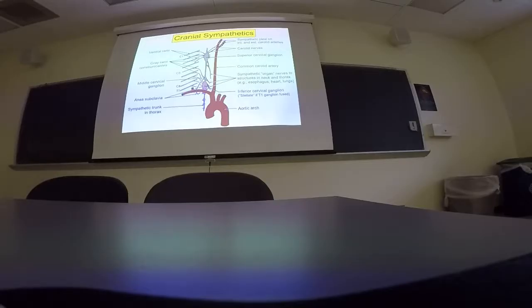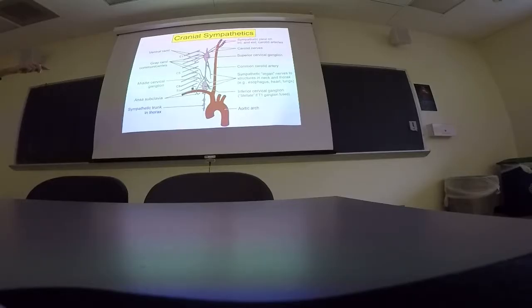So here's a schematic, right? So here in the neck, as we said, you don't really find clear ganglia at each spinal level like you do down in the thorax and abdomen. Rather, there's a big ganglion down here at C8 and T1, known as the inferior cervical ganglion or stellate ganglion, because it looks like a star.